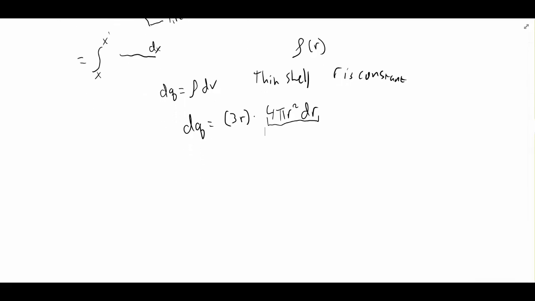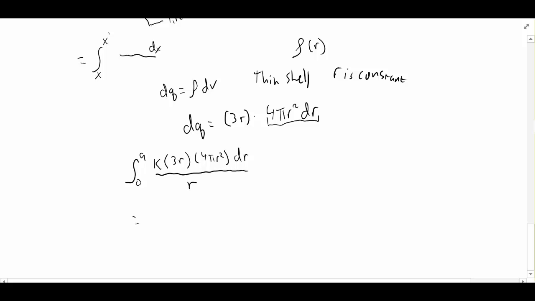So now we say we're integrating over r, so we should go from 0 to the edge of the sphere, because once you're outside of the sphere, you run out of charge, so you're not counting up charge anymore. Your dq goes to 0. The integral of k multiplied by 3r times 4 pi r squared dr, all divided by r.